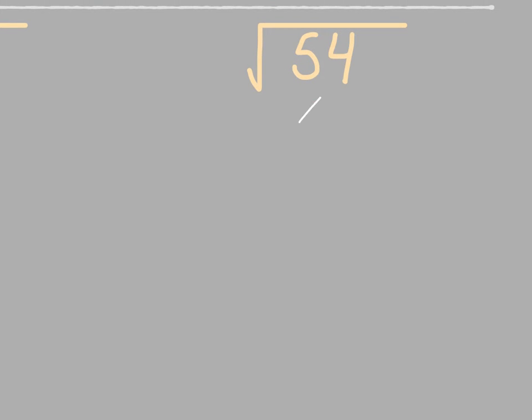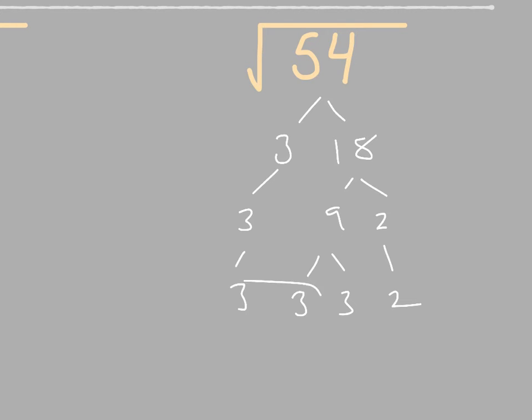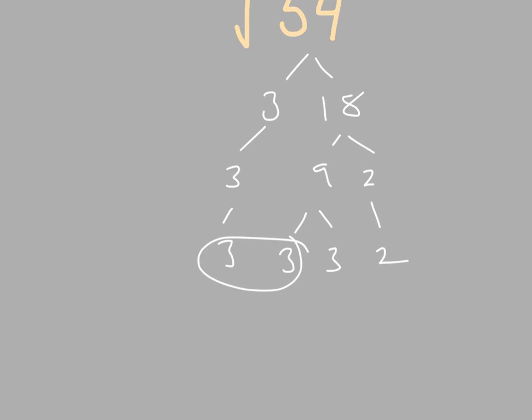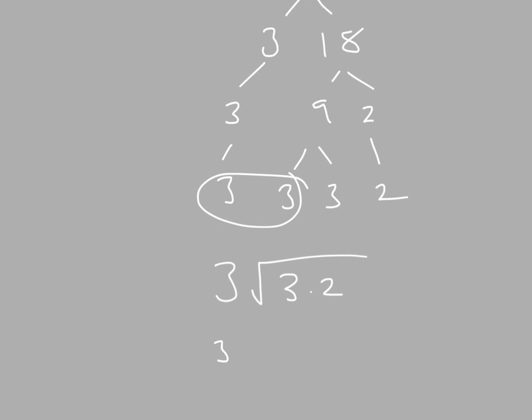All right, 54. What are factors of 54? 3 and 18. What are factors of 3? Can we break it down anymore? No. Nope, it's prime, so just 3. What are factors of 18? 9 and 2. And what are factors of 9? 3 and 3. Can anything else be broken down? No. Nope, so we can just go ahead and circle our pairs. What are we going to circle? 2 of the 3's. Anything else? Nope. So what comes on the outside? A 3. What stays on the inside? 3 times 2. And what's 3 times 2? 6. So 3 square root 6 is our answer.